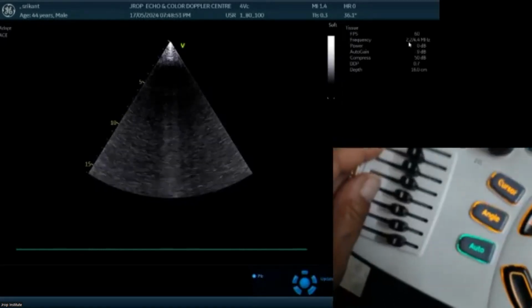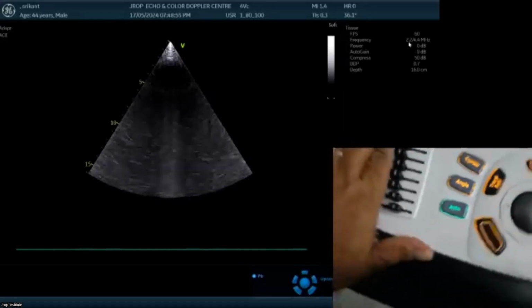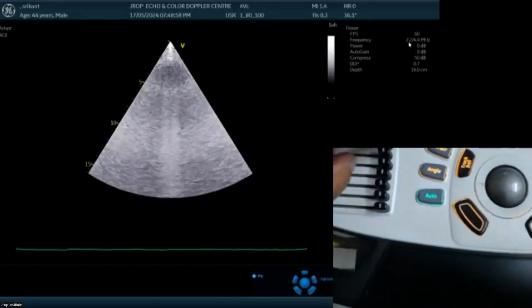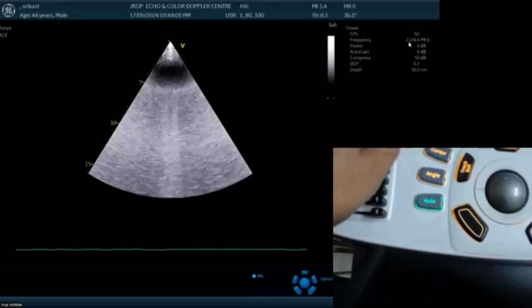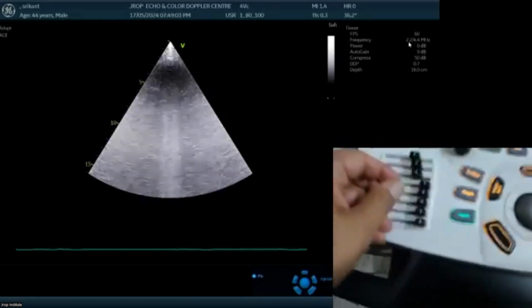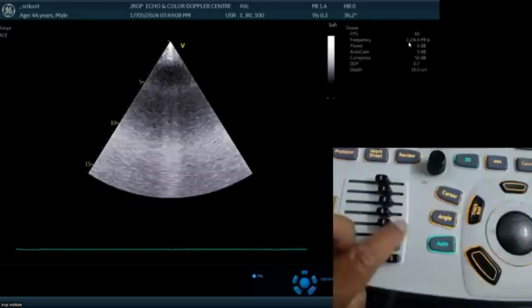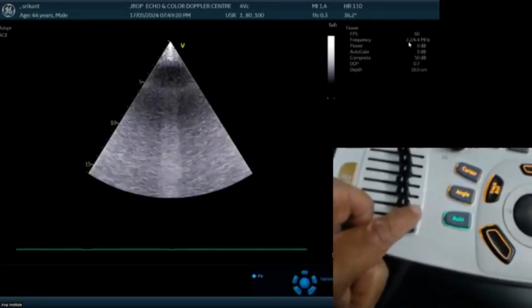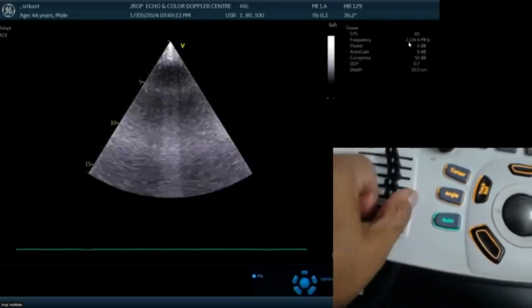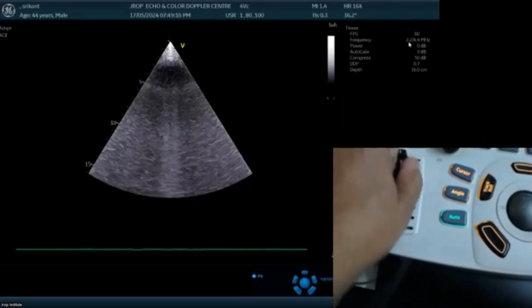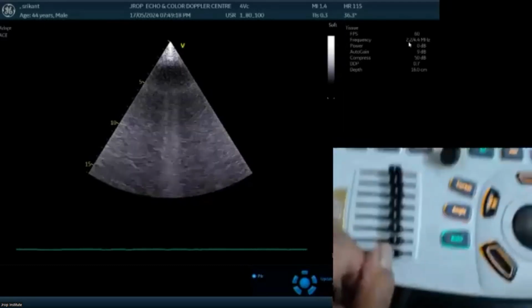Similarly, we have TGCs over here. This is time gain compensation. I can increase all TGC to maximum now. Suppose I have more gain at 0 to 5 centimeters of depth, so I'm reducing my 0 to 5 centimeter depths. Now 5 to 10 centimeters of depth, and then 10 to 15 centimeters. So wherever I want to adjust my gain, I can adjust it with this time gain compensation.